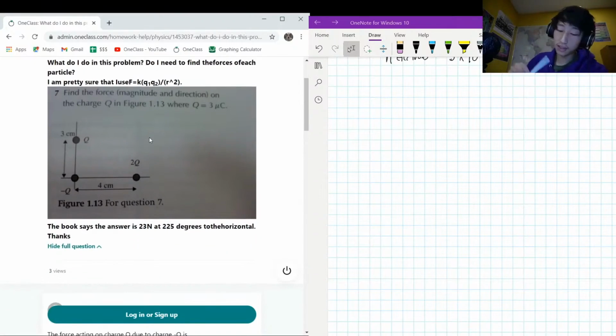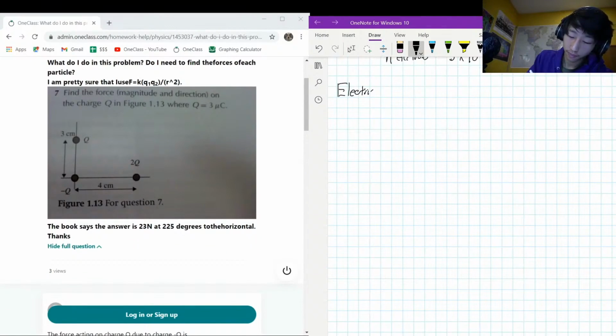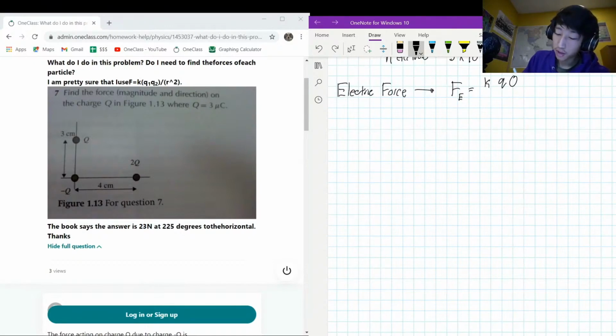Okay, so we know to calculate the electric force, we have F electric is equal to K Q Q, or not, let's not use the same Q. K small q capital Q, because this is going to be the force between two charges. That's why we want to have different Q values. So we have a lowercase q and an uppercase Q, and this is all divided by R squared.